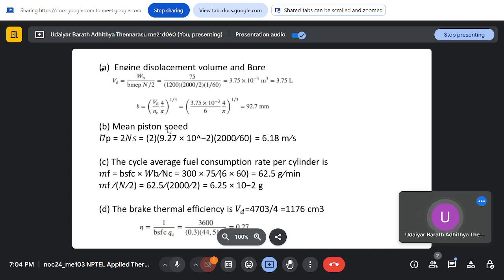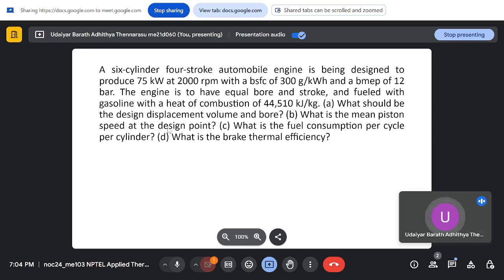So from this relation we can find out displacement volume as brake power divided by mean effective pressure into speed. So speed is n by 2 in case of a 4-stroke engine, because you are generating only one working stroke per 2 revolutions. So speed is n by 2. So brake power is given as 75 kilowatt divided by mean effective pressure, which is 12 bar.